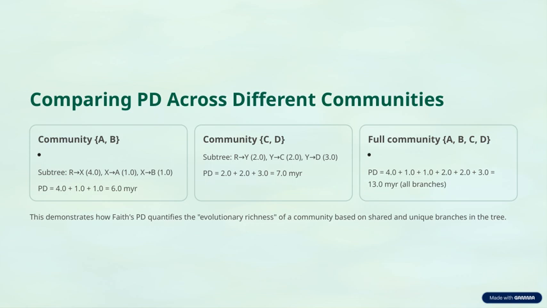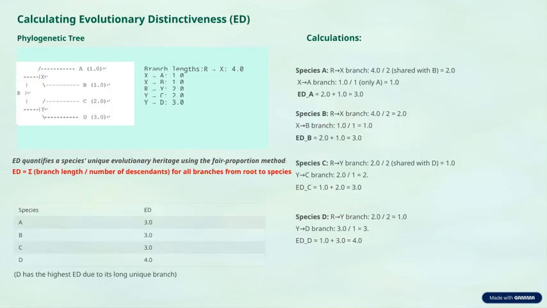evolutionary backgrounds truly are. Now, let's take a closer look at how we calculate evolutionary distinctiveness, or ED, for each species based on their position in the phylogenetic tree. The tree shows the relationships and branch lengths connecting these species, and those branch lengths represent evolutionary time or change.